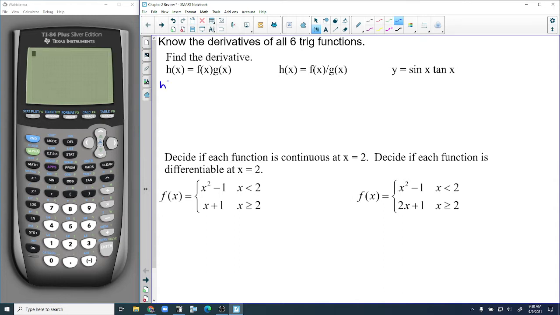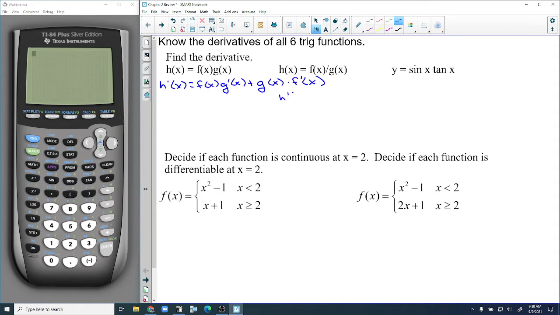So here we have the product rule. h prime of x is first times the derivative of the second plus the second times the derivative of the first. And I didn't give any values for this, but that is how you would do the derivative on some general functions that we don't know what they are. They're just represented with some letters, f and g.